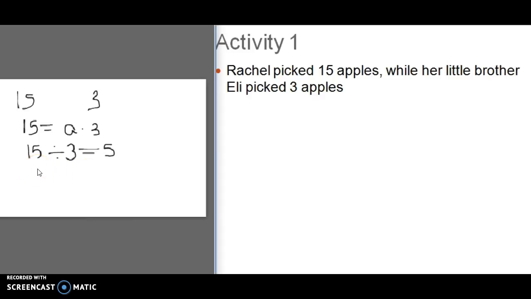So how many more apples did Rachel pick? But it's how many times more, not how many more, because if I do how many more, I'm going to be doing subtraction. If I'm doing how many times more, I'm looking at the multiplication. So if I was reading this, I would say Rachel picked 5 times as many apples as Eli. So this is how many more times she picked. So I would have to think, I start off with Eli, which was 3. What can I multiply that by to get her number? All right, so she did 5 times as many. So my answer here would be 5.